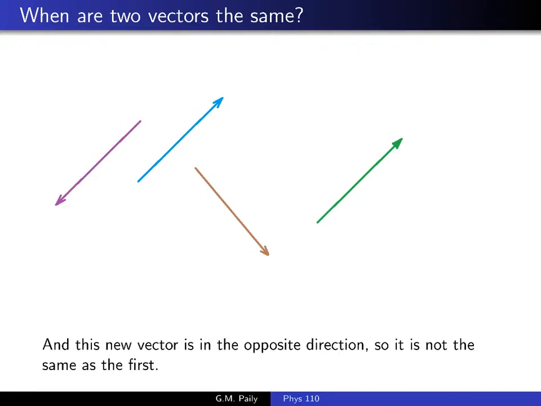Now this new vector over here has the same length, and it is certainly parallel, or more precisely anti-parallel, to the first vector. But because it is anti-parallel, it's not pointing in the same direction. This one is pointing right and up, this one is pointing left and down. So it is not the same vector, it is in fact the negative of the first vector, and we will see that in more detail later.